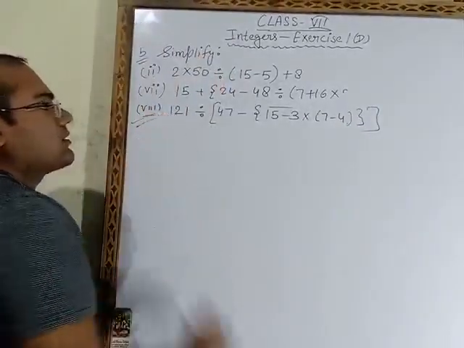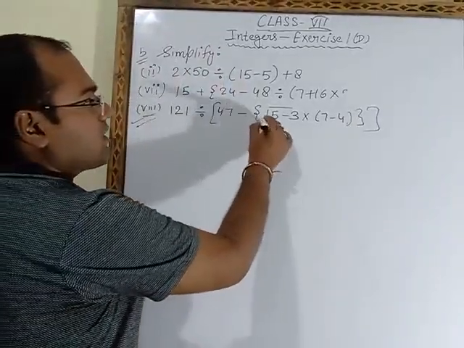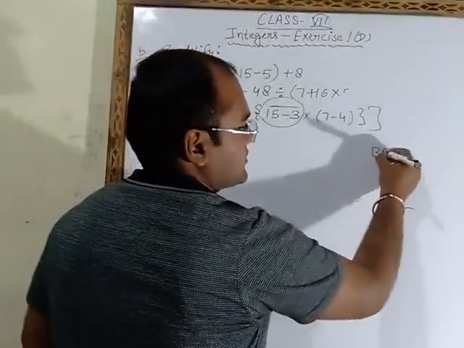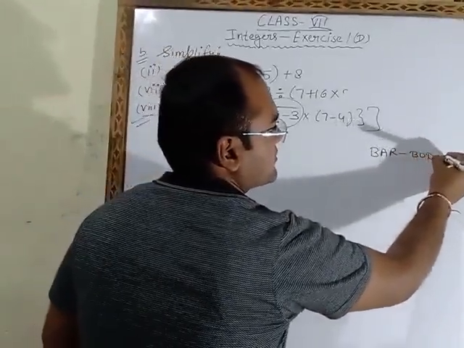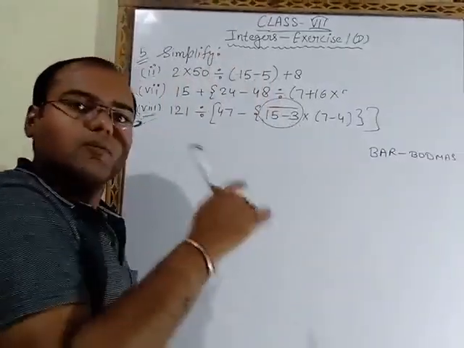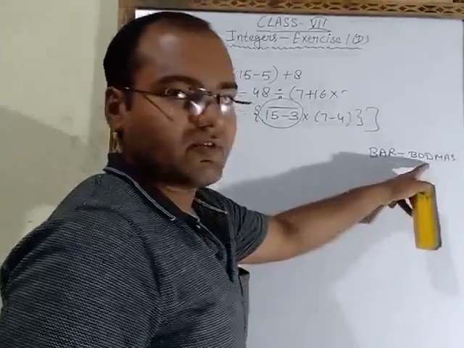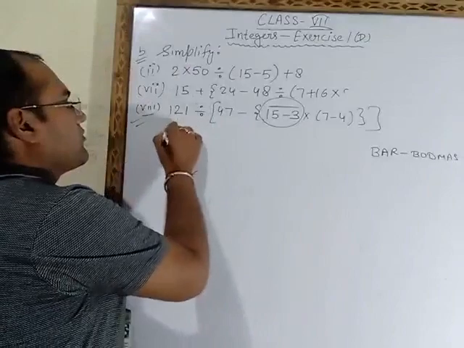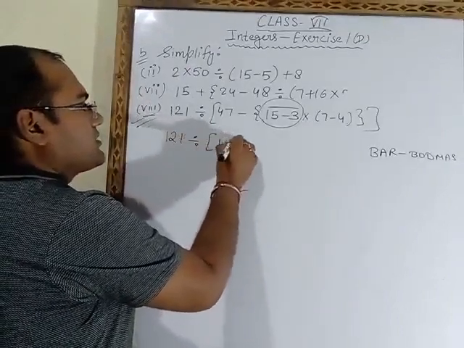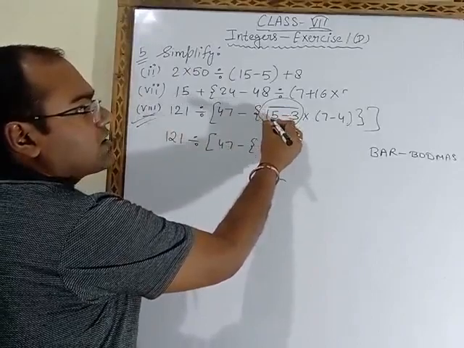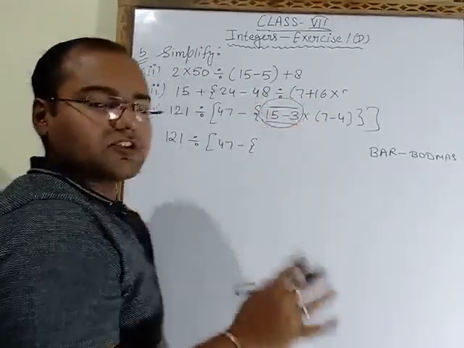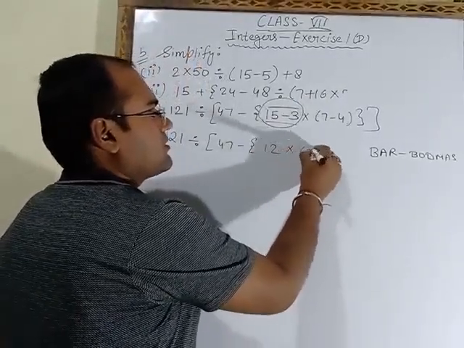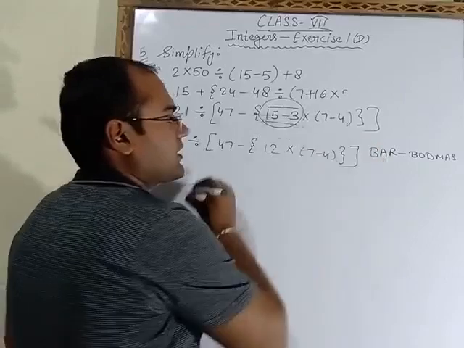Eighth part. So here in this question we observe that a bar is there. So here you have to use the bar first. Then after that we will use BODMAS. First we will solve the bar, then we will do BODMAS. Before BODMAS we have to solve the bar first. So 121 divided by 47 minus curly bracket. On these two numbers the bar is coming, that means we will solve this bar first. 15 minus 3 will be 12 into 7 minus 4 as it is, then curly bracket, then big bracket.